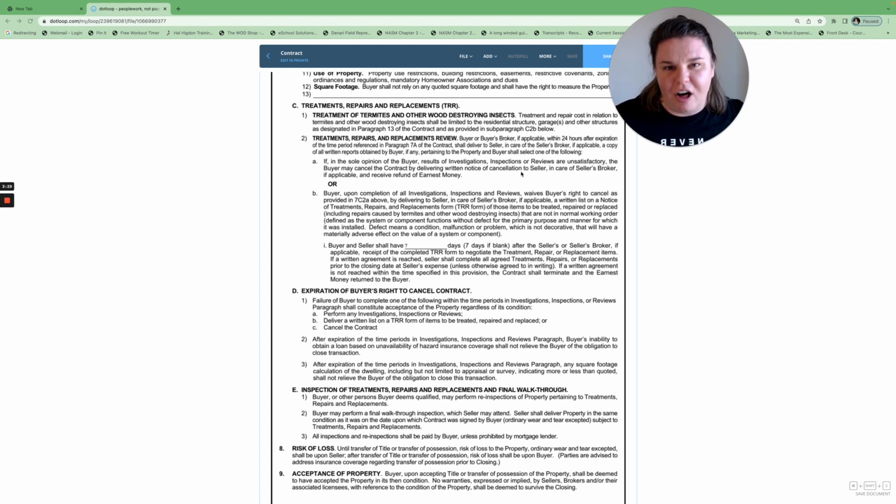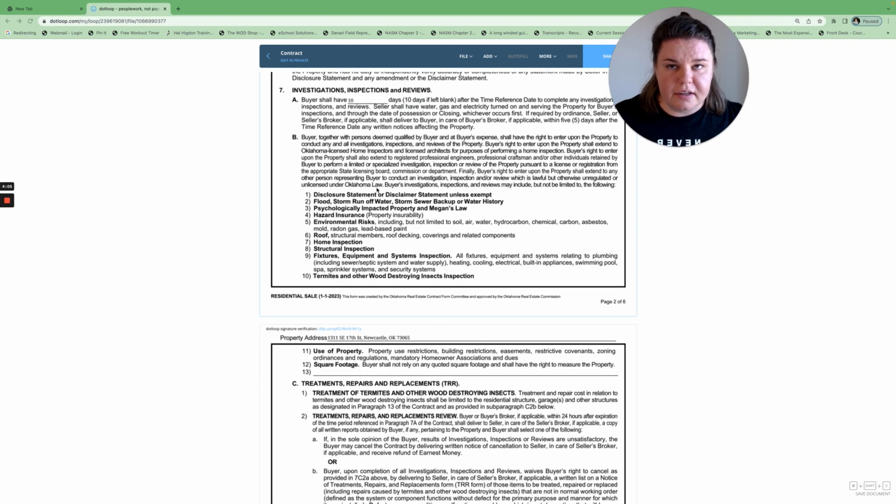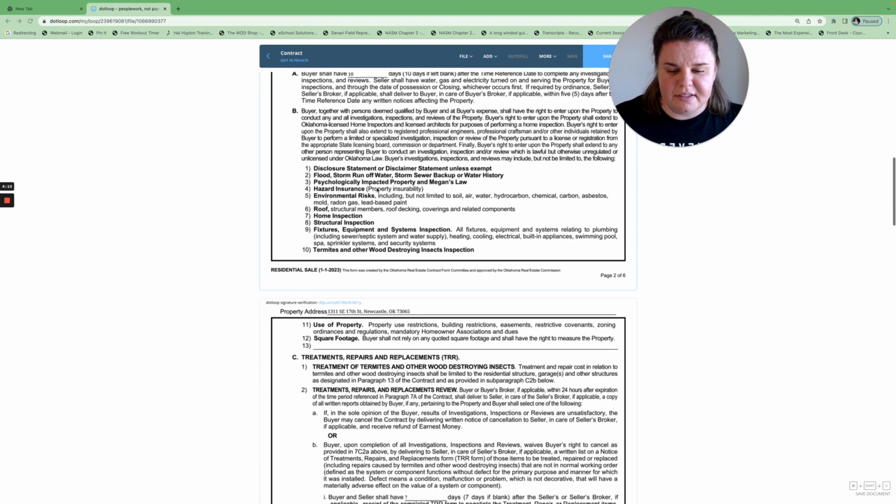I know you guys heard all of that and can repeat it back to me verbatim, but if you can't, here's what's going on here. The buyer's broker, that means the real estate agent, within 24 hours after expiration of the time period referenced in paragraph 7A. What is that? It's right here. Buyer shall have 10 days after the time reference date to complete any investigations. If our inspection period starts on the 1st, then it ends on the 10th. That's all it means. Okay.